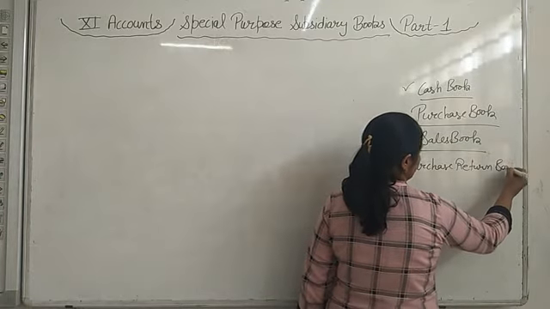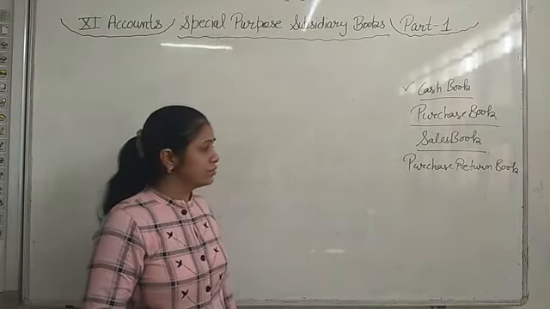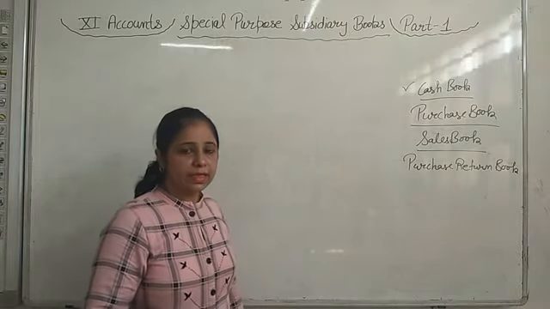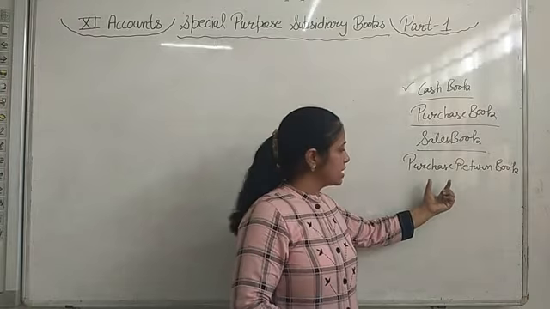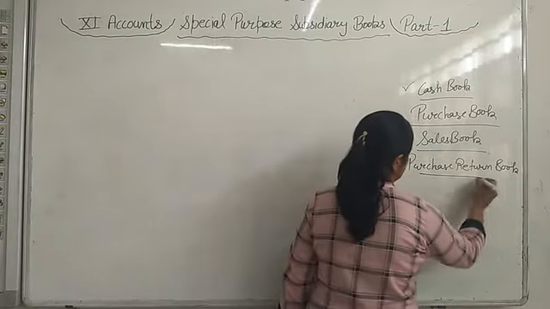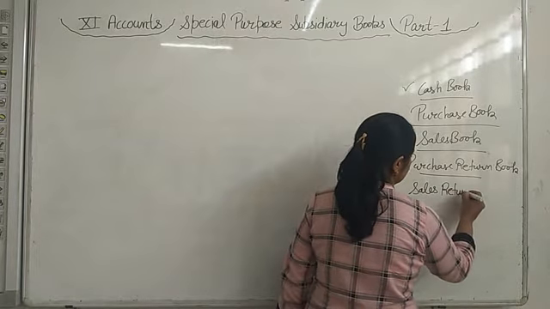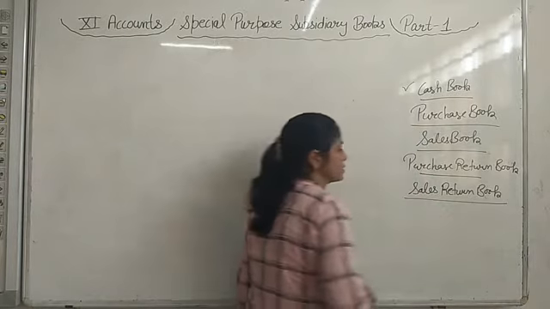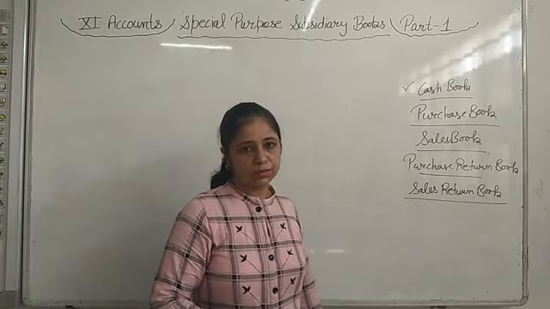When we return the goods that we have purchased, for any reason, such as they are not according to the sample, they are defective, or the invoice is not okay, then we can return the goods. That transaction we will record in the purchase return book. And another book is the sales return book. When any customer returns goods to us, that will be recorded in the sales return book.